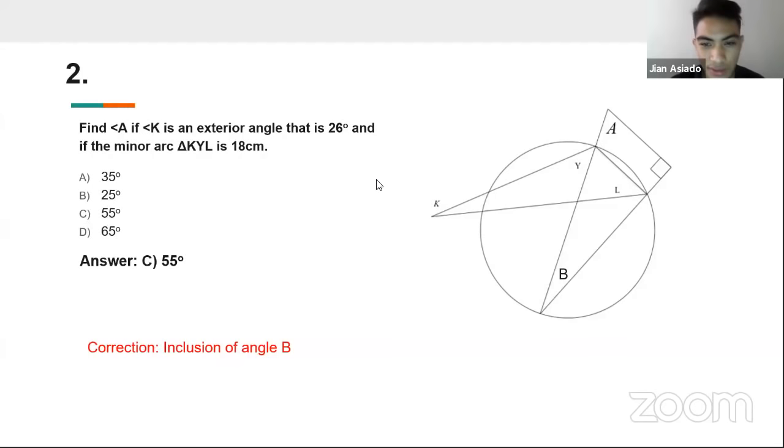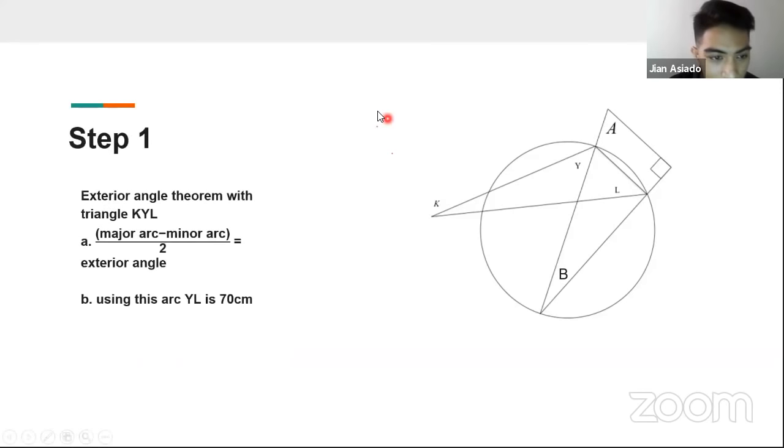Okay. So, next question from Kathleen K. Daliva. Sa question number 2, paano po ulit nakuha yung 70 centimeters? Question number 2 raw. Okay, got it. Question number 2. What's the question again? Saan nakuha yung 70 centimeters? Okay.